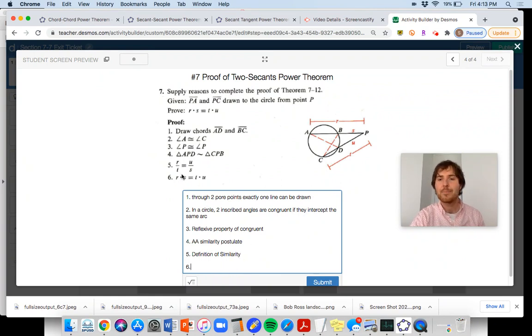Last step to get to our power theorem: along that secant segment, the whole secant segment times its exterior segment equals the same thing for the other secant. That would simply be cross multiplication, or the means extremes property, or I'll just write property of proportions.